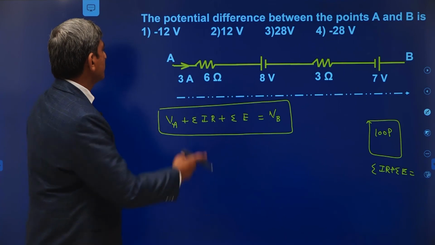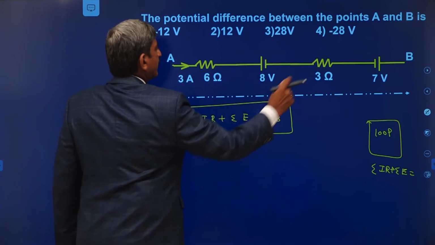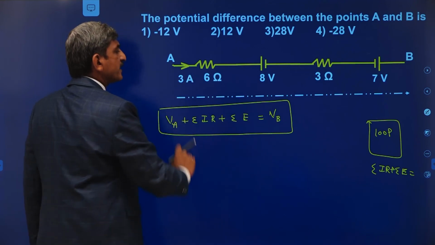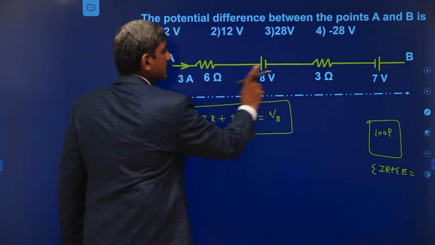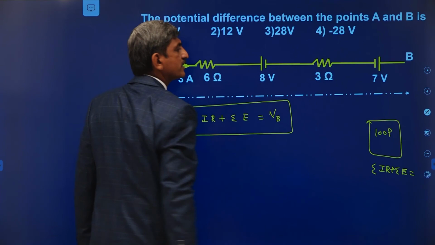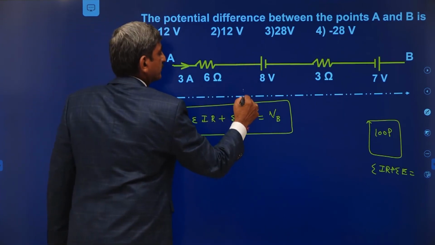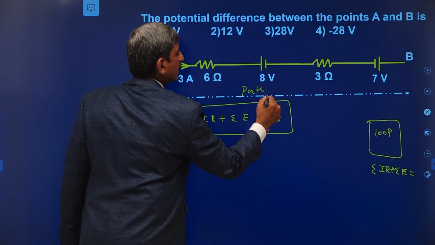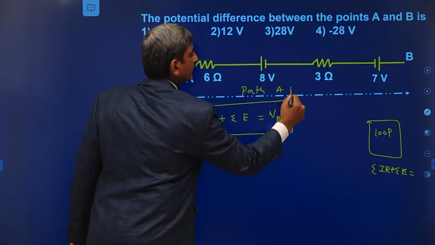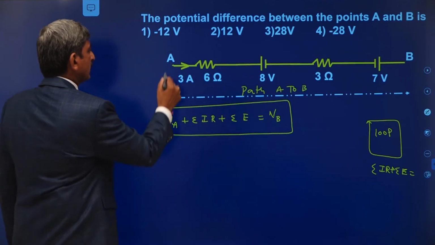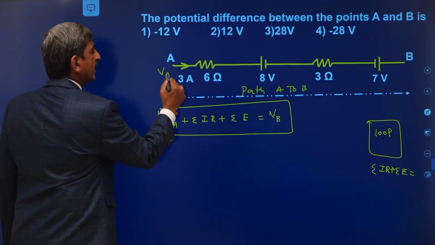Okay, now see this problem. There are 2 points, 2 resistors and 2 cells. The current passing through the network is given, the resistance values are given and the EMF values are also given. Now we are moving along the path. If we are moving along the path A to B, what can we write from this equation? The potential at point A is VA.